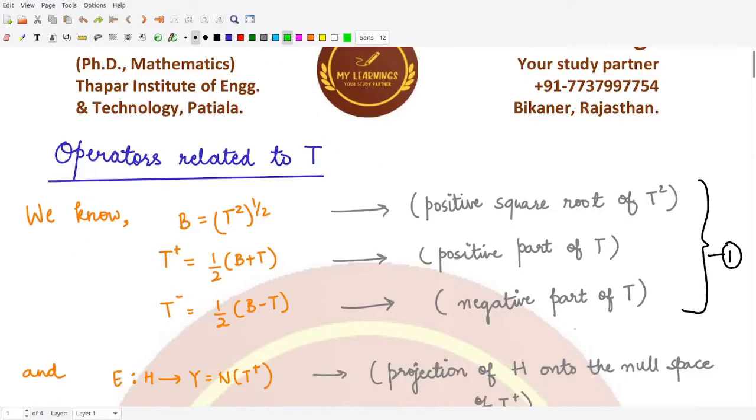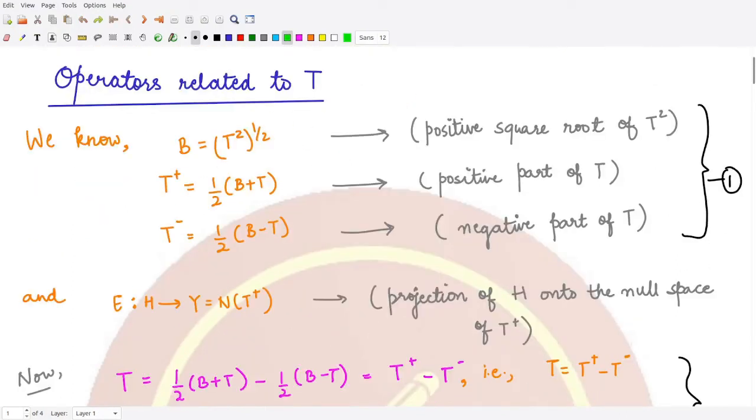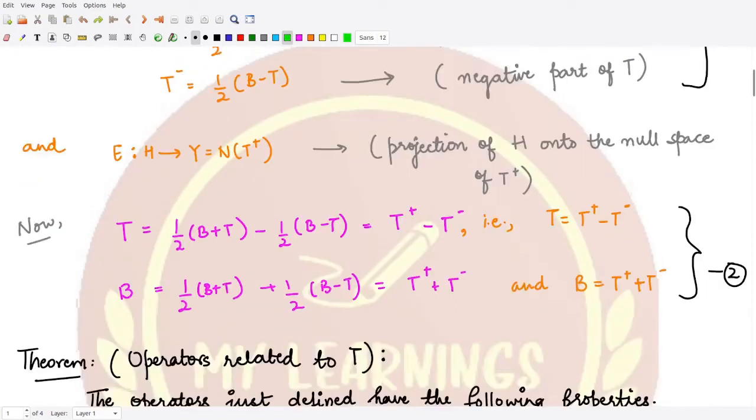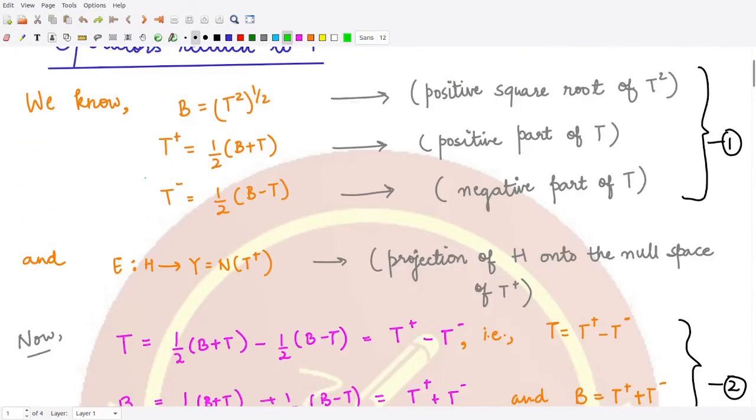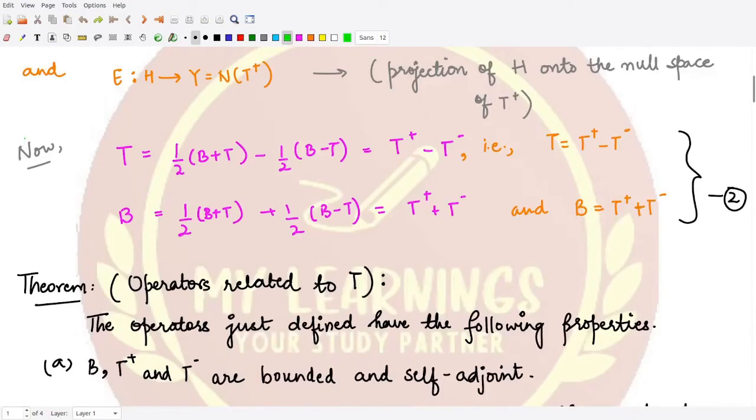That you already know. Moreover, this E operator represents the projection of the given Hilbert space onto the null space of the T positive operator. Now we could also define the operators T and B using the equations for T positive and T negative. Here we could just add and subtract them in order to obtain the algebraic relation between T and B.